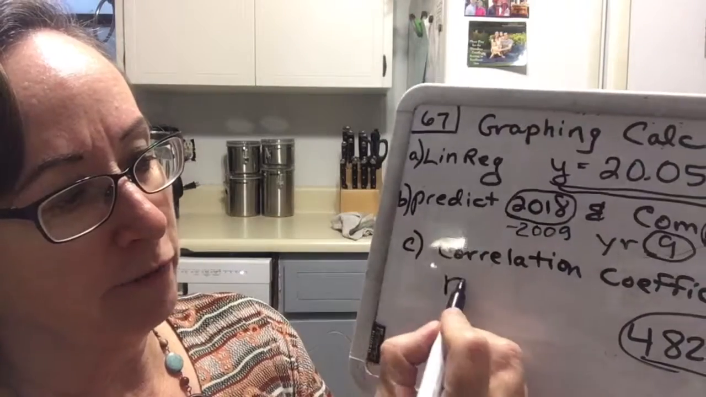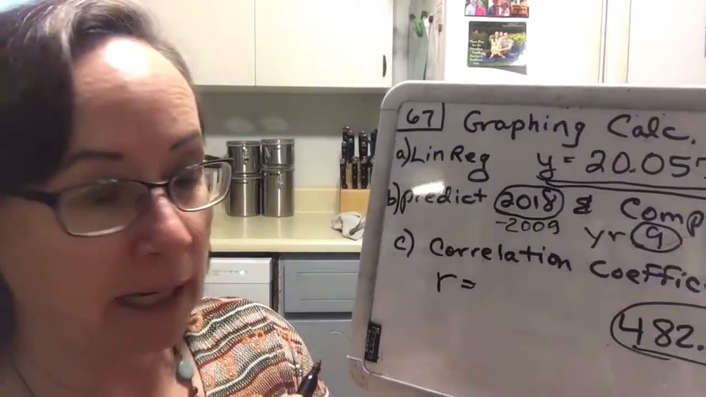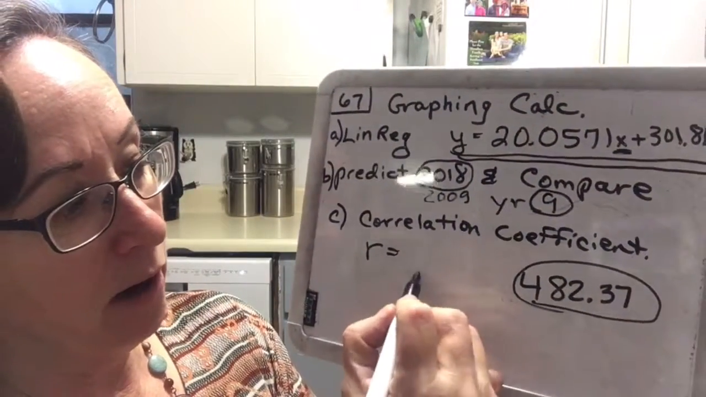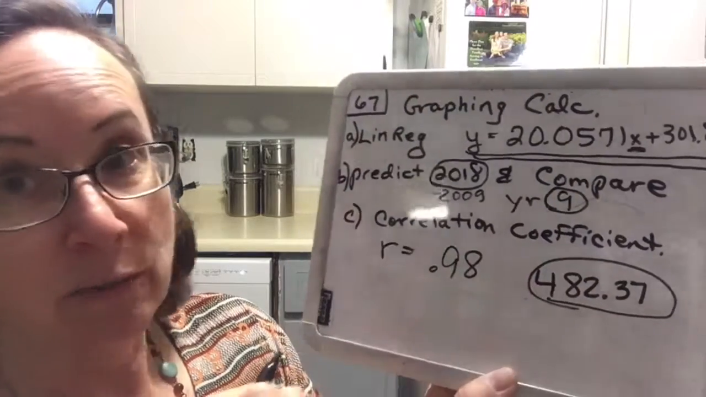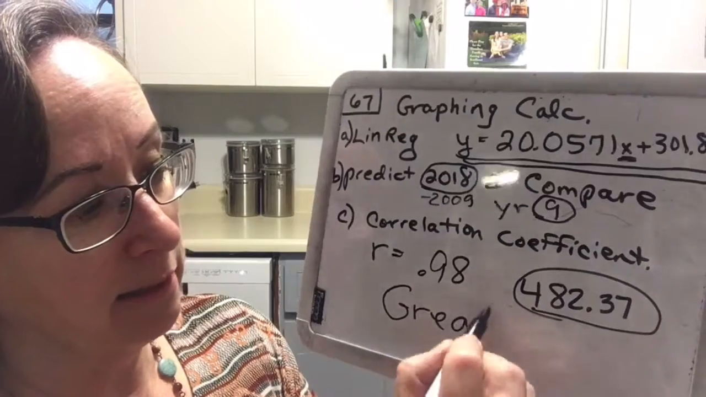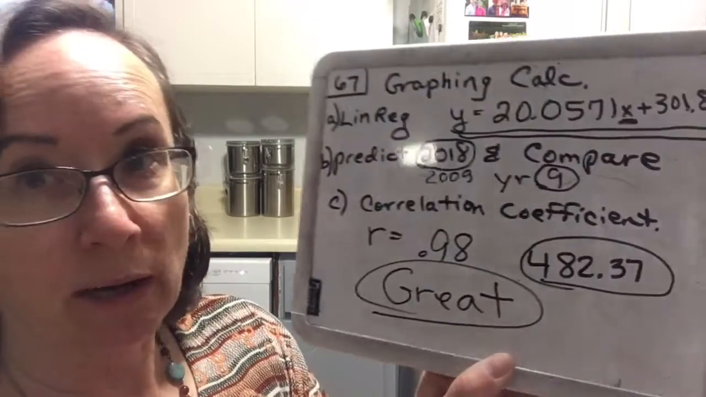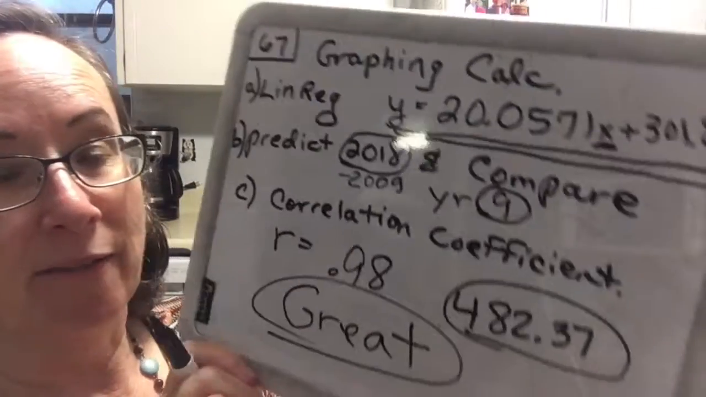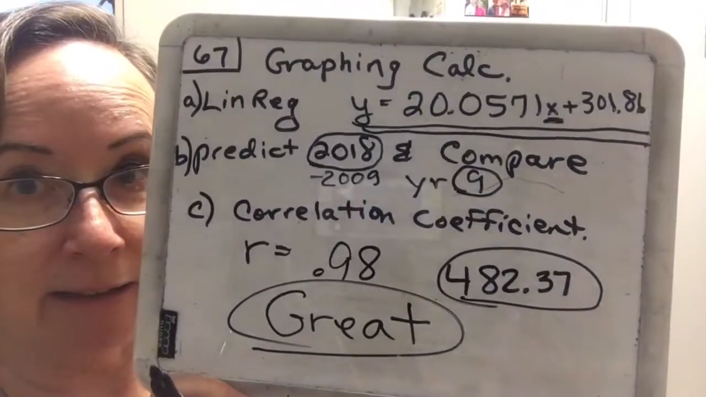And of course, the third part was the correlation coefficient, which is the R on your screen. And once you get that R, ours was 0.98, which is very, very close to 1. So this was a great correlation. Our data was very nicely fit to that line.